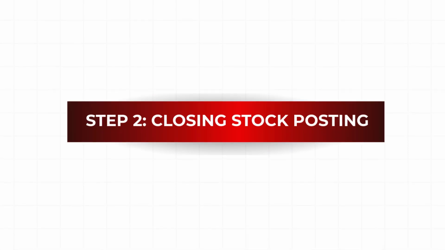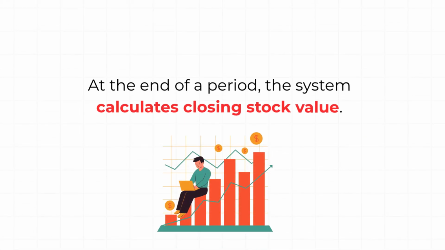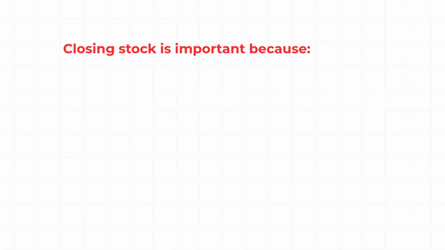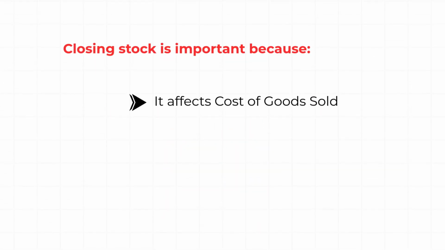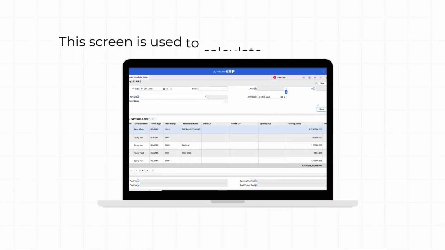Step 2. Closing stock posting. At the end of a period, the system calculates closing stock value. Closing stock is important because it affects cost of goods sold. It impacts profit calculation. This screen is used to calculate closing stock.